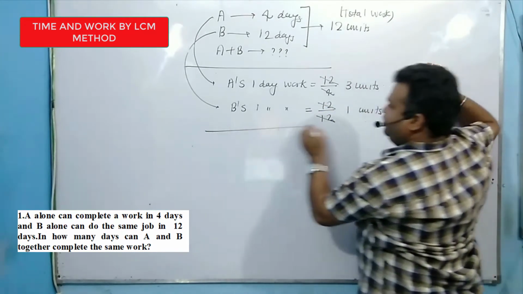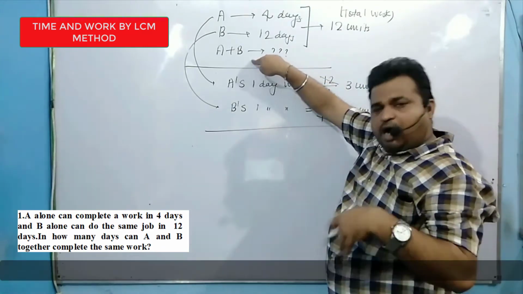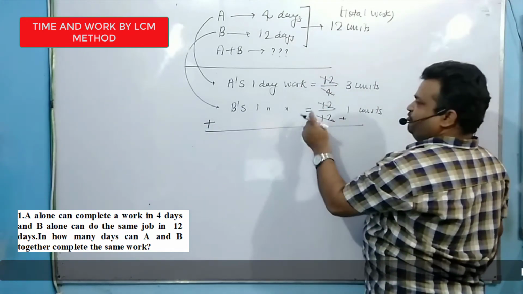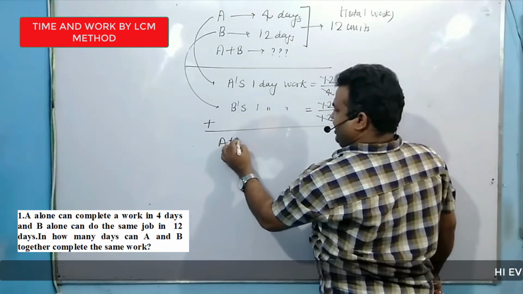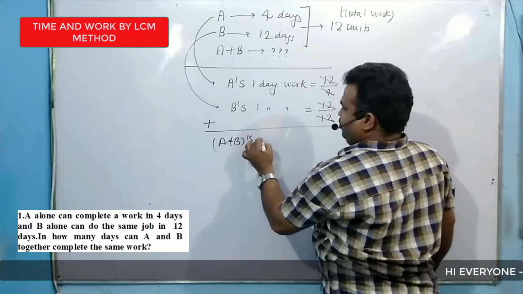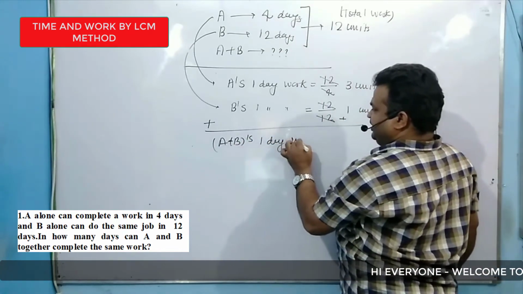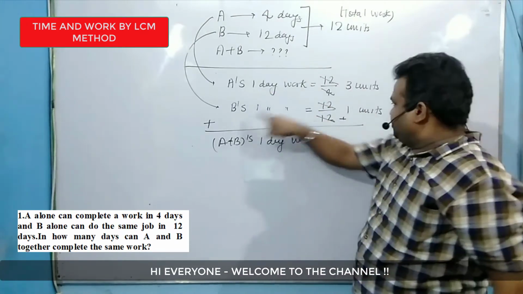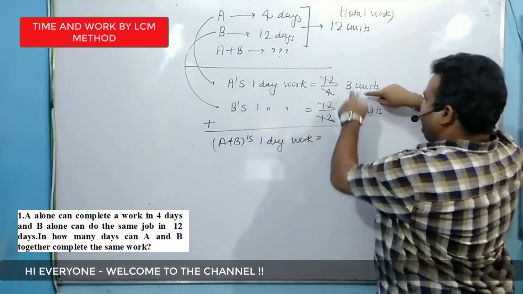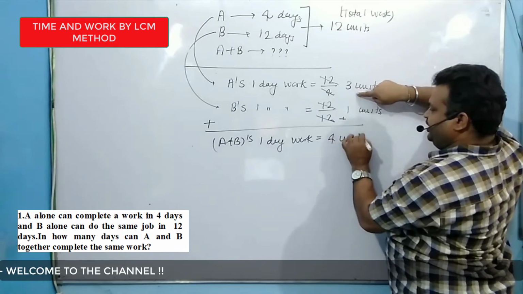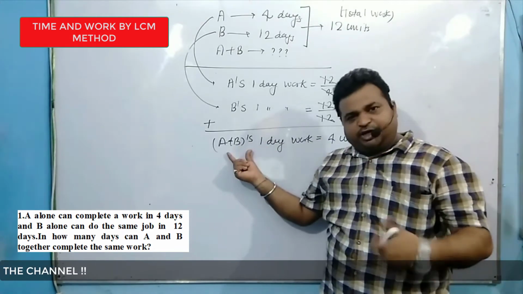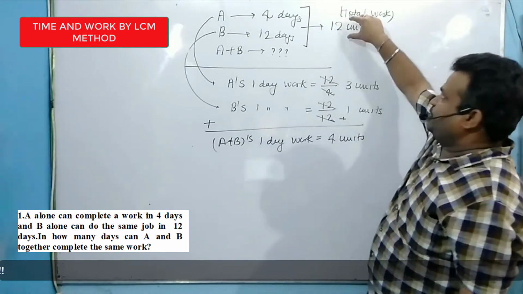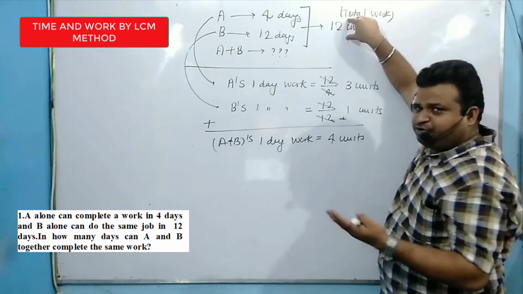Fine. Now A and B together, how much time will they take? First I am going to calculate the sum of both, which gives me A plus B working together one day work. So how many units are A and B making in a day? A makes 3 units, B makes 1 unit, together 3 plus 1, 4 units. So A and B working together complete 4 units per day. How much needs to be made? 12 units, at 4 units per day, so how many days will they take?